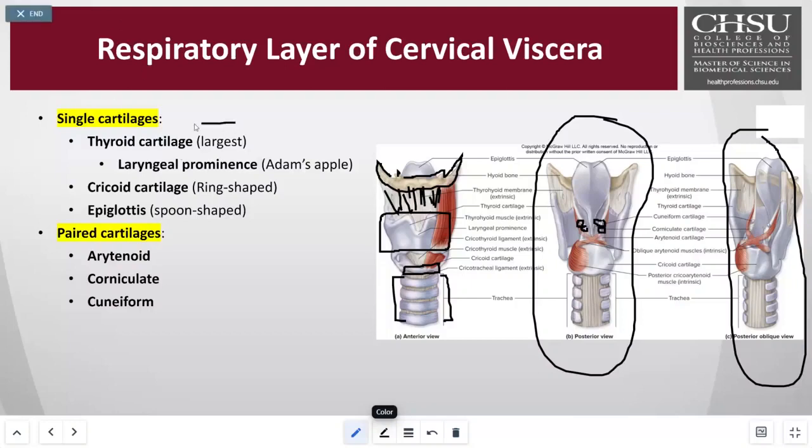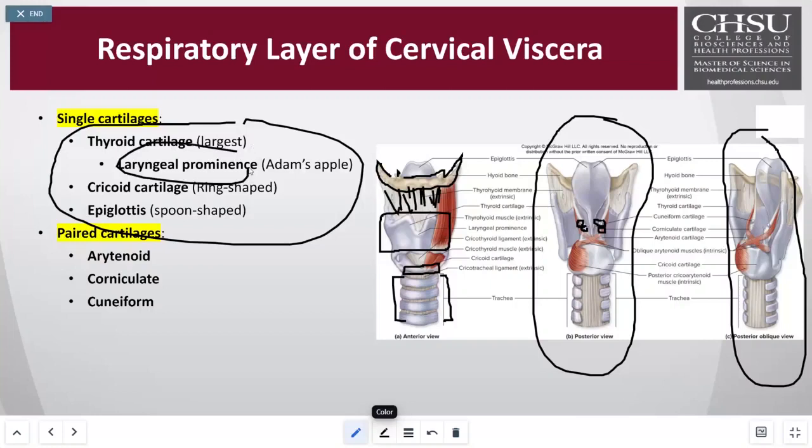Super simple. Largest is your thyroid. Within the overlapping of the cricoid cartilage is the laryngeal prominence. That's your Adam's apple structure. That's the region that has receptors. And then there's the epiglottis that covers over. And then the paired ones are going to be your arytenoid, corniculate, and cuneiform.